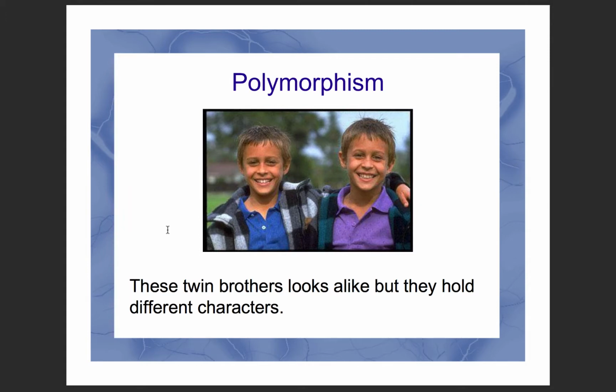Similarly, in a Java program you can have some methods, or some other components, that basically look alike, but they are two different things. We'll see some examples of how polymorphism concepts are implemented in the Java language. We'll see those things.